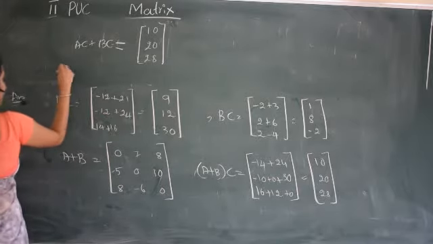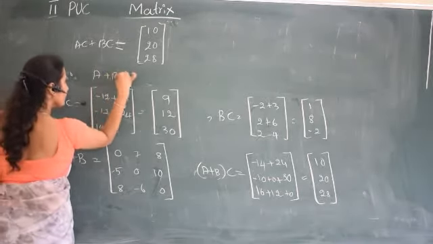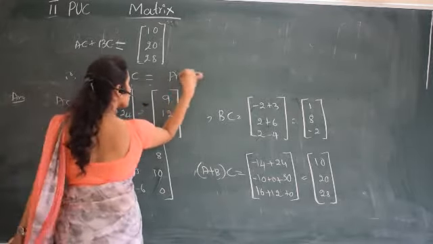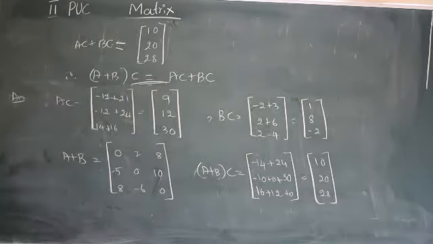Therefore (A plus B) into C is equal to AC plus BC. So this we have verified.